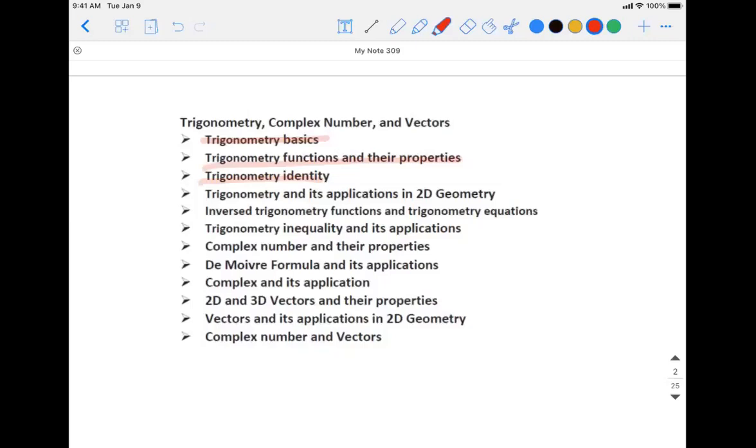So that's going to be the focus for our lecture for sure. And moving forward, we're going to talk about some applications of trigonometry, how to apply them in 2D geometry. So think about it. Previously, when we talked about 2D geometry, we introduced that there were two ways to do 2D geometry problems.